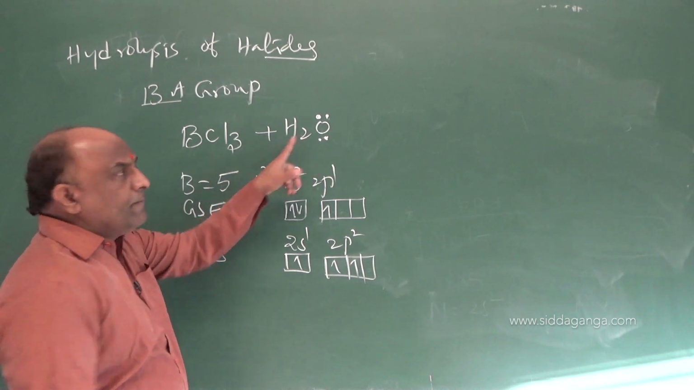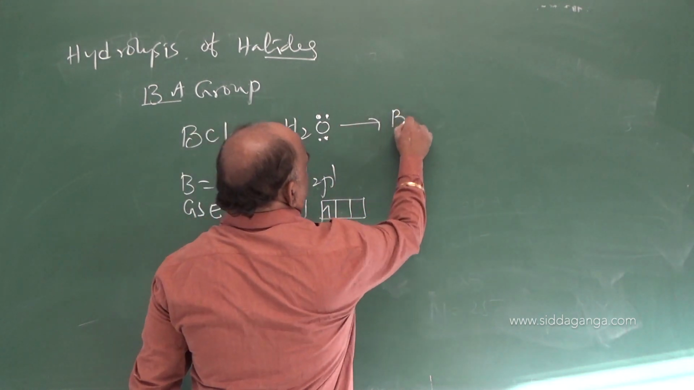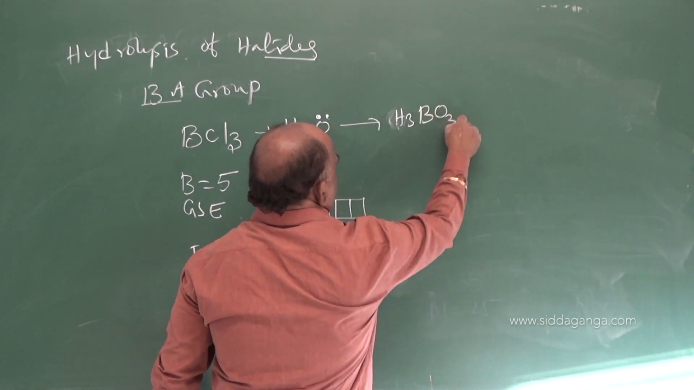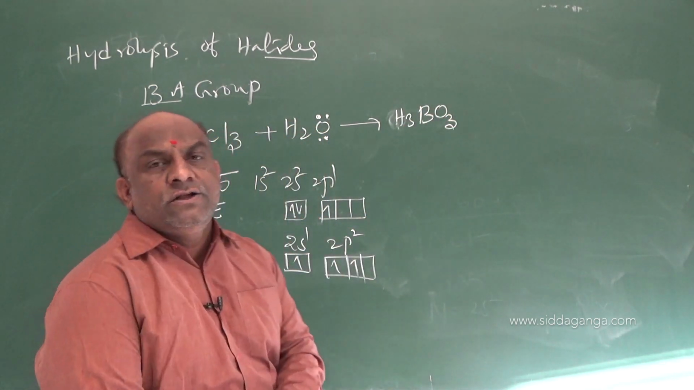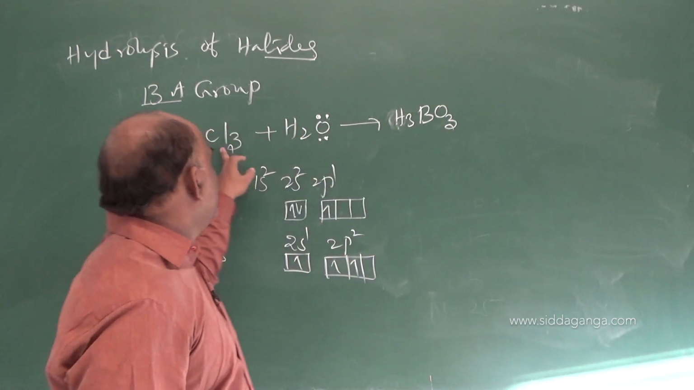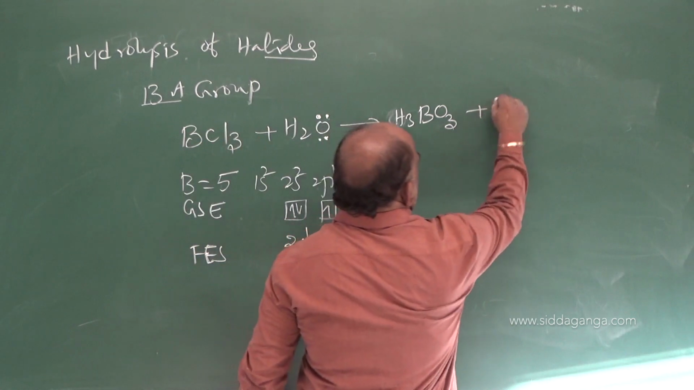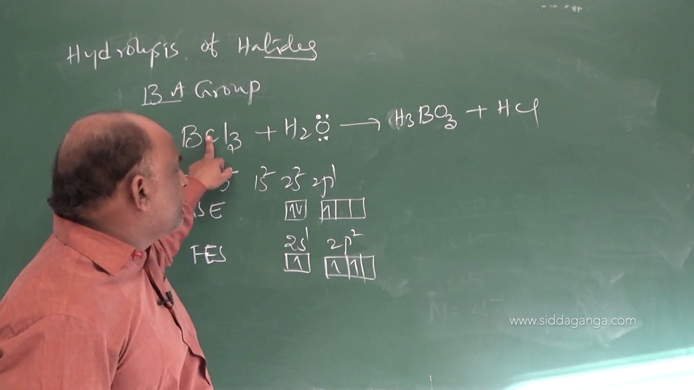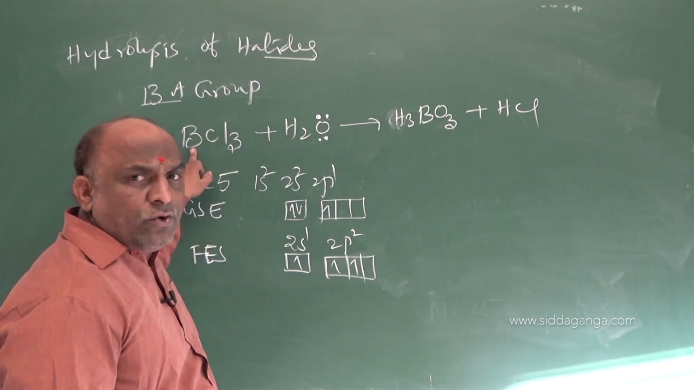Then what product do we expect? BCl3 plus H2O gives rise to H3BO3. H3BO3 is called boric acid, orthoboric acid. And formation of HCl. So this is a simple equation, the hydrolysis reaction of a 13th A group element.